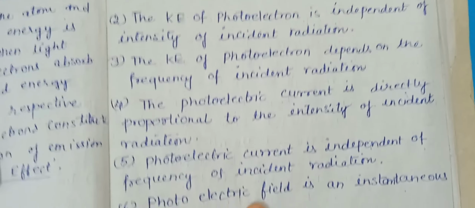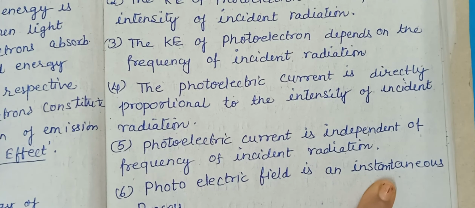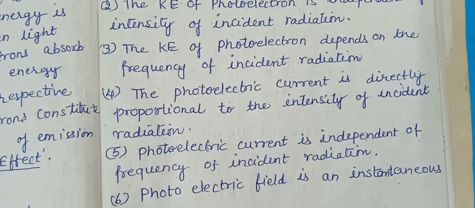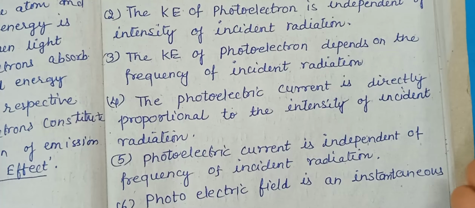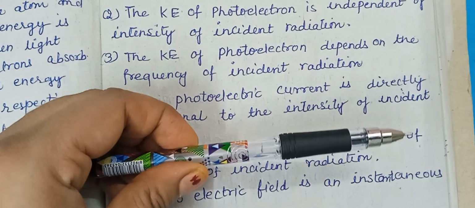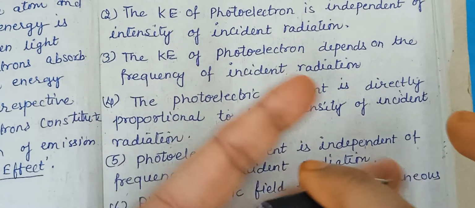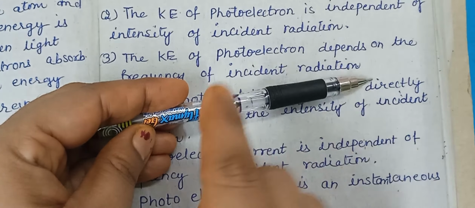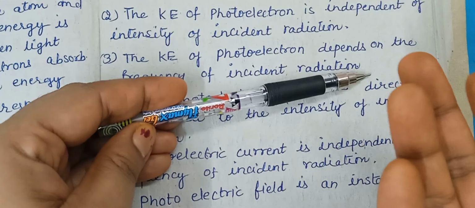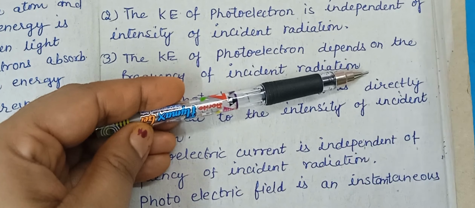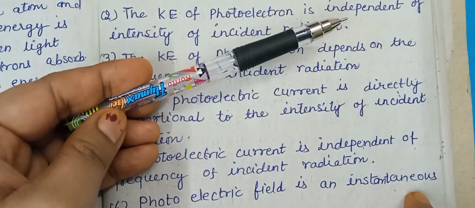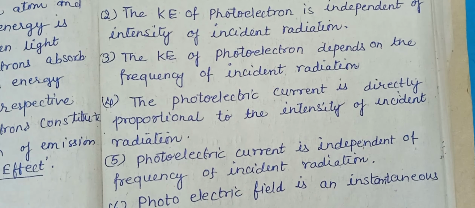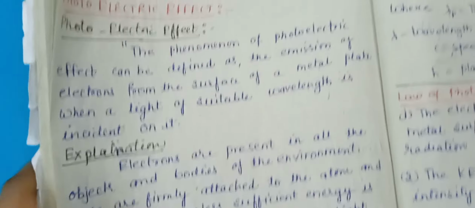Again, the photoelectric effect is an instantaneous process. Instantaneous means it happens immediately whenever a sufficient amount of radiation is incident on the metal plate; the electrons will automatically be excited and they will go. So it is an instantaneous process. This is all about the photoelectric effect.